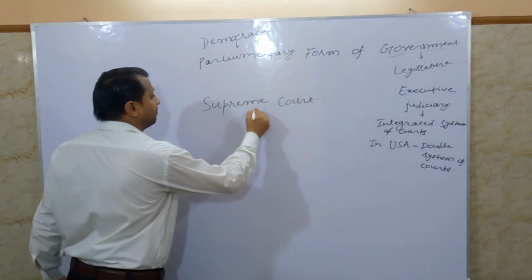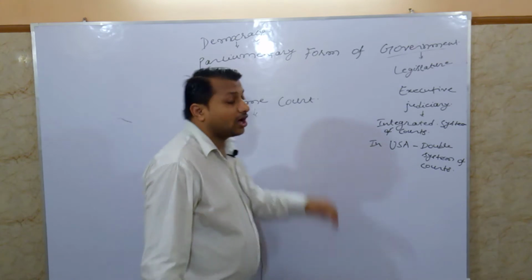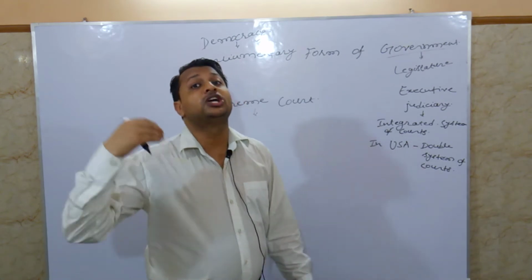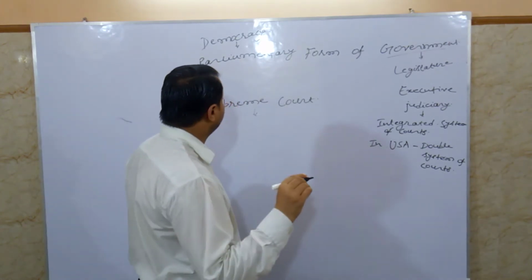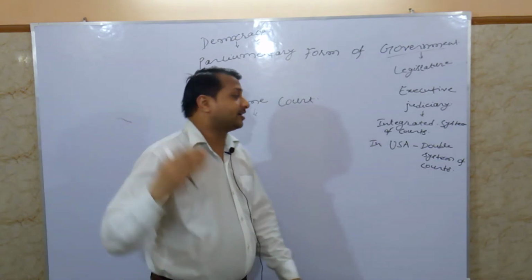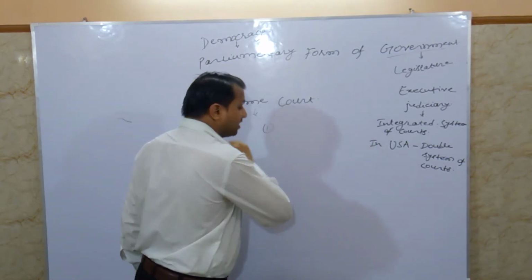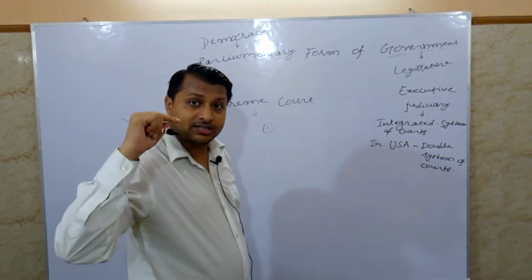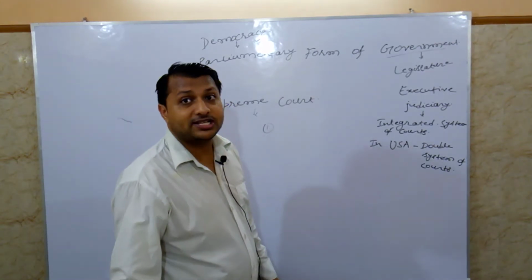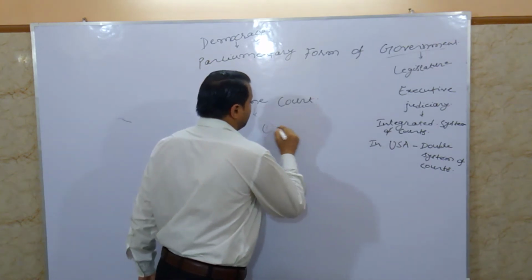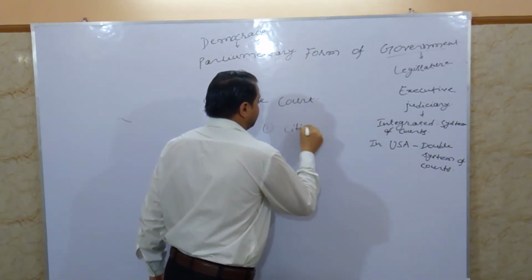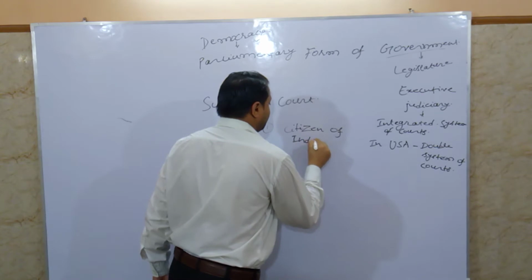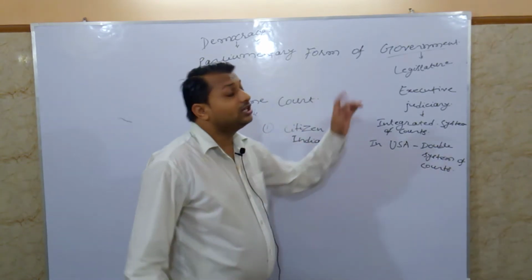So Supreme Court judges, how are they being appointed? What is the criteria for appointing a Supreme Court judge? They are appointed by the president. The first criterion is that he must be a citizen of India. Only a citizen of India can be appointed as a judge of the Supreme Court.